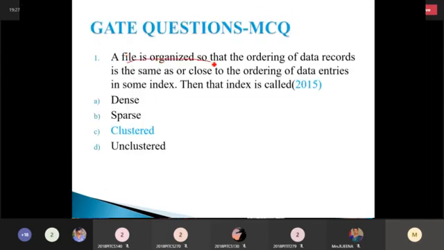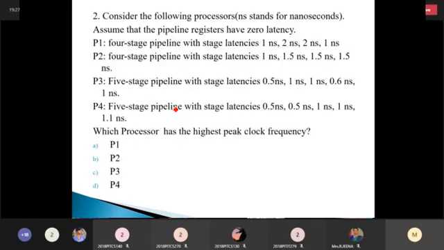So next, a file is organized so that the ordering of data records is the same as or close to the ordering of data entries in some index. Then that index we are calling clustered. A file is organized so that the ordering of data records is the same as or close to the ordering of data entries in some index. Then that index only we are calling a cluster index.